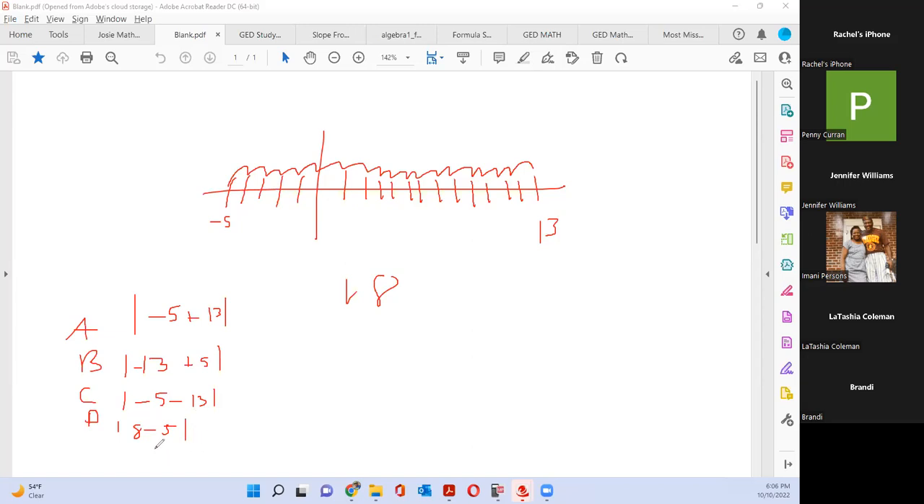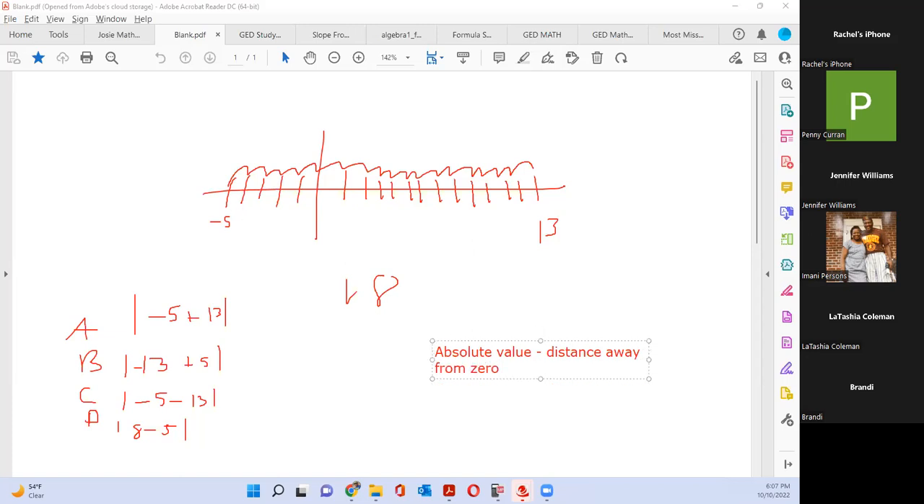So what they want to see is if you know that the distance between the numbers is the same thing as absolute value. Absolute value means the distance away from zero. So let me write that down. Absolute value is the distance away from zero. Right? So no matter if it's plus or minus.